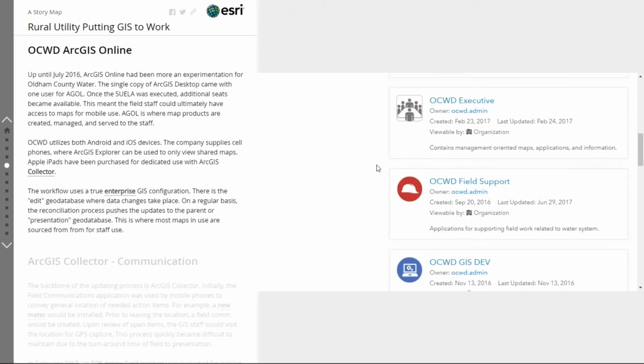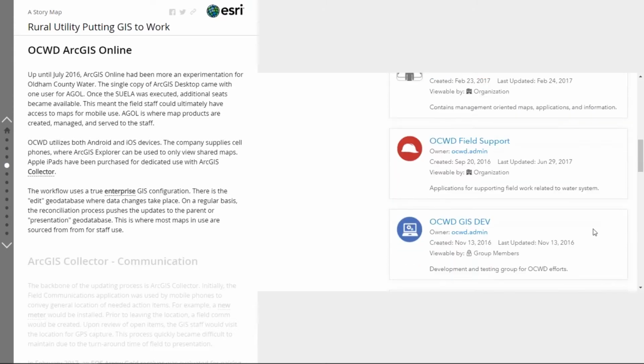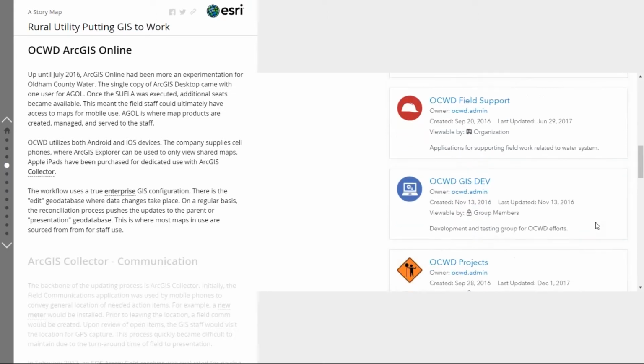We have our executive area where folks like Russ can see dashboards, see maps that are more pertinent to decision making and administration, and then we have our field support where really the nuts and bolts of things are happening. I've also created a GIS dev area so that I can create maps and test some things before we roll those out to production. And then we have some special projects as well.